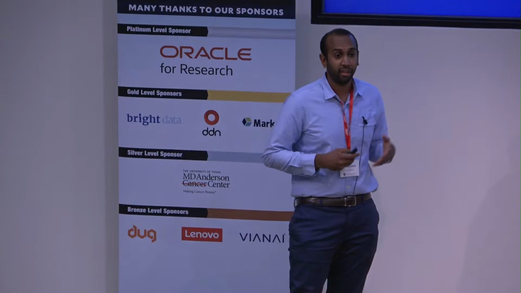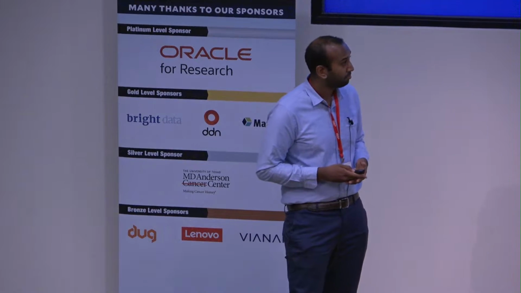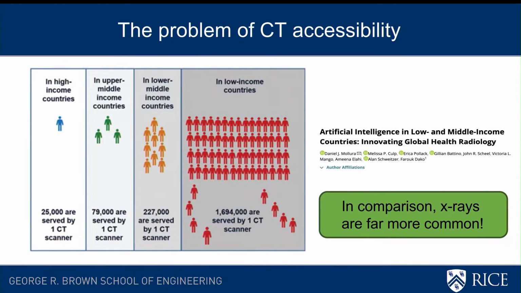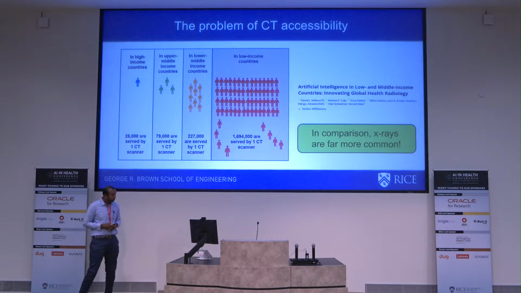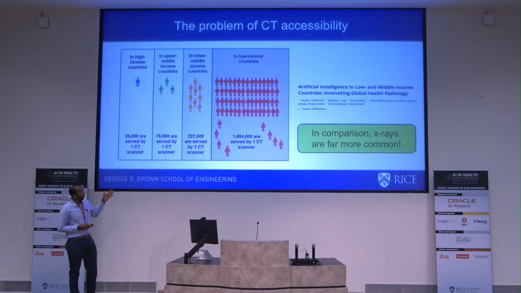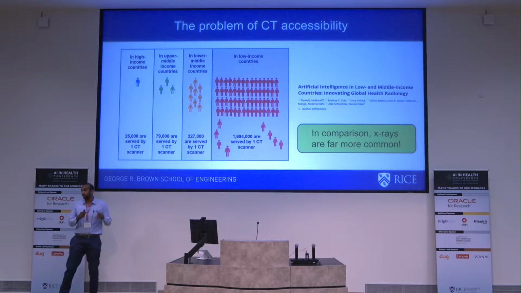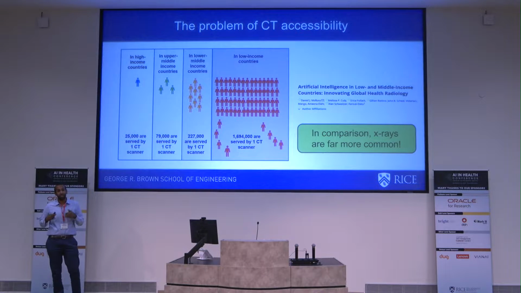And so in those cases, what do they do? Well, they typically rely on X-rays for a lot of applications instead of CT. And there have been studies showing that the number of X-ray scanners in different parts of the world far outnumbers the number of CT scanners. So this is the motivation of our work: there's this sparsity of CT, but we have a lot of X-ray.